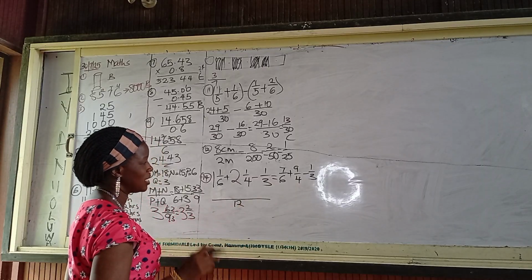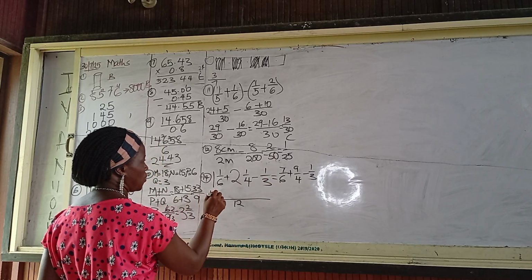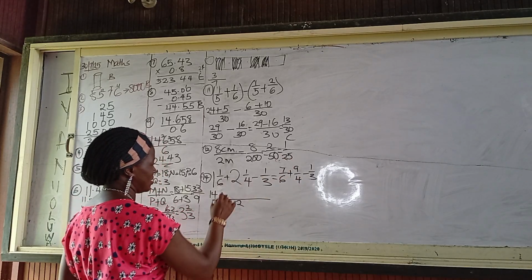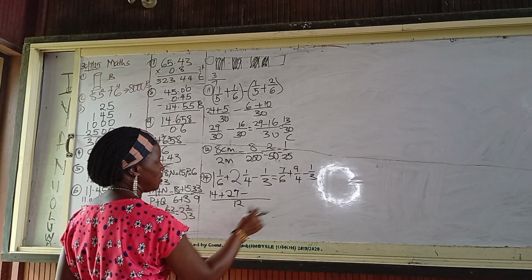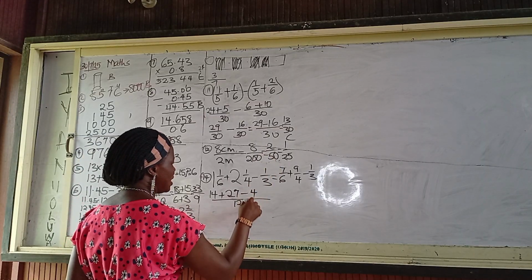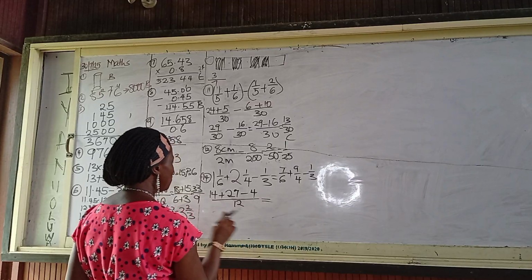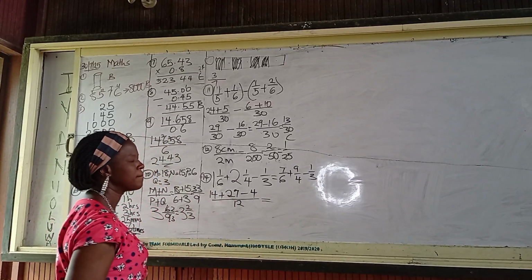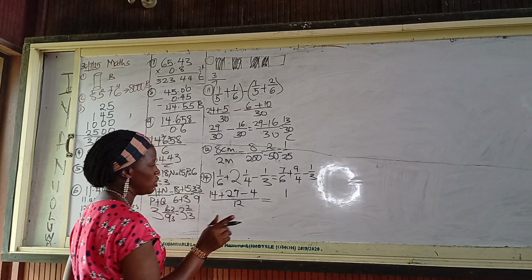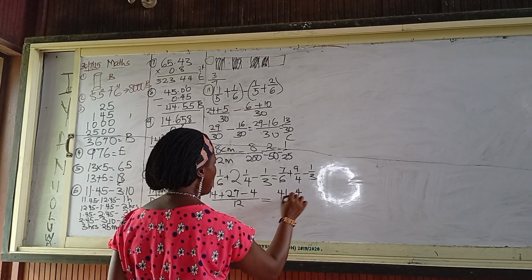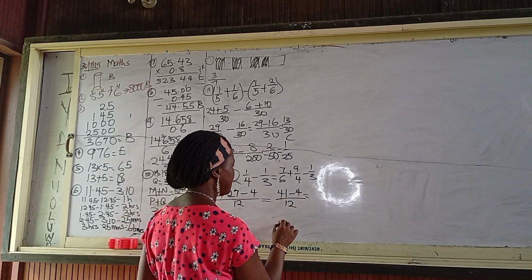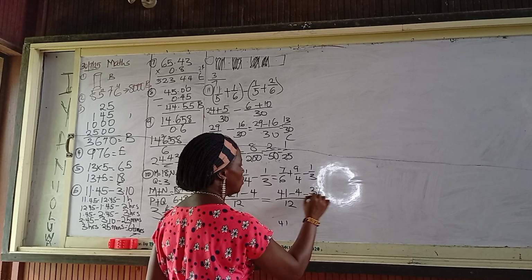6 in 12, that is 2. 2 times 7, that is 14 plus 4 in 12, that is 3. 3 times 9, that is 27 minus 3 in 12, that is 4. 4 times 1, we still have our 4. So that will be 14 plus 27 minus 4. We are holding 1. 2 plus 1, 3 plus the 1, 4 minus 4 divided by 12. So 41 minus 4, that is 37 over 12.